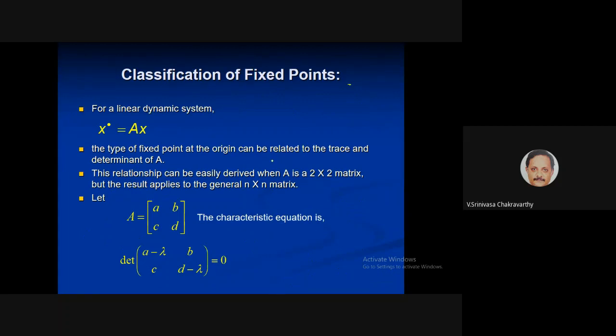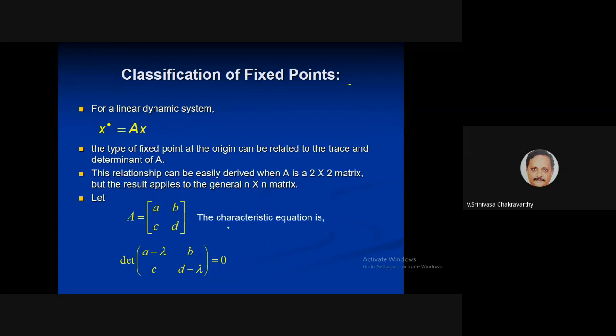So let us now look at how we can study bifurcations in a two-dimensional linear dynamical system. Let's say we have the same system, x dot equal to Ax. Now I will consider a two-dimensional system, so A is a 2 by 2 matrix given by A, B, C, D. Now let us look at the eigenvalues of this.